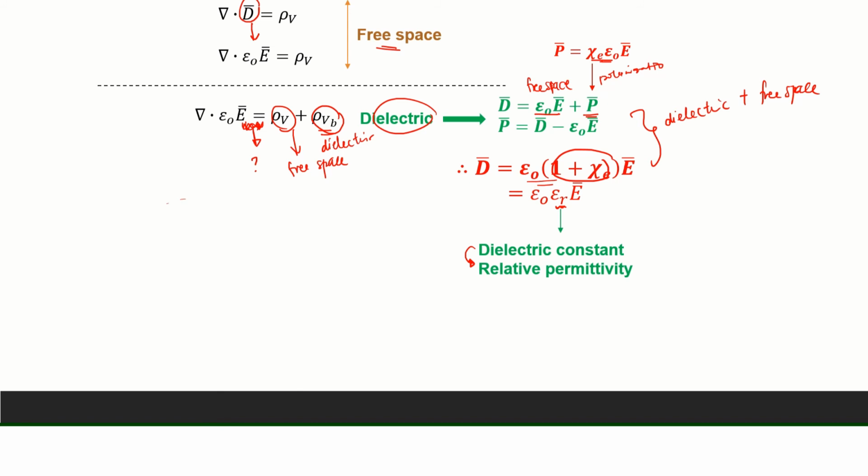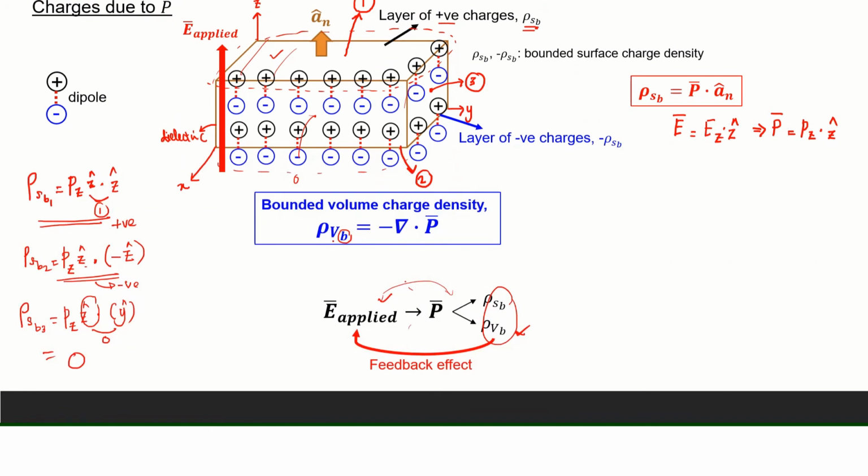And from here, if we go back to this equation, rho VB, from the previous slide, we can rewrite it as minus divergence dot product with polarization.